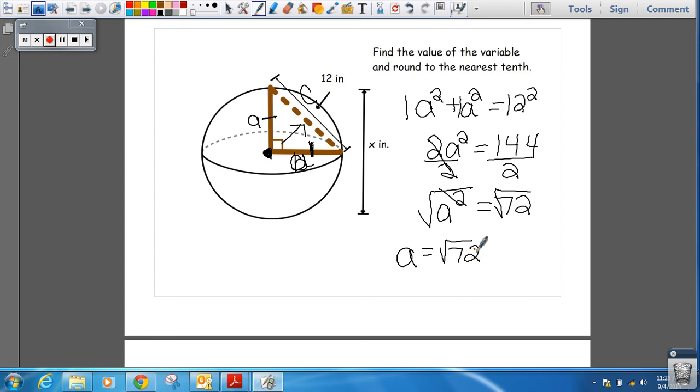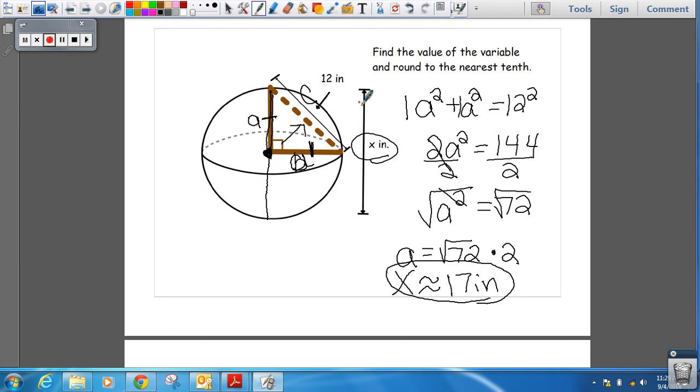But if I look there, that is only half the height. It wanted the total height. So if that's half, to get the real one, I would take it times 2. So this gives me x, which is the variable I'm looking for here, is approximately 17 inches long. So make sure when you solve it, then you look to see if you found what they're actually looking for. In this case, we had to take it times 2 to find the total height.